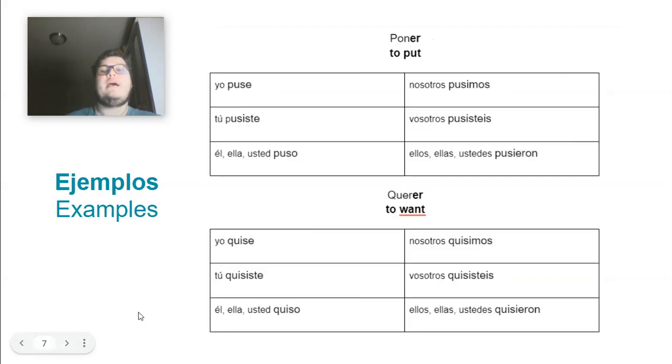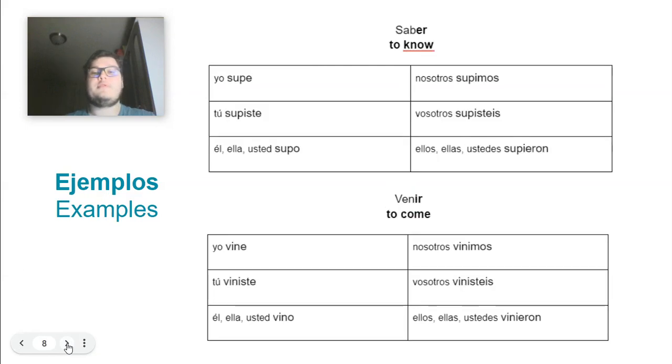Then we have the verb poner, that it means to put. Yo puse, tú pusiste, él, ella, usted puso, nosotros pusimos, vosotros pusisteis, ellos, ellas, ustedes pusieron. The next verb, querer, I said before, so I'm not going to repeat. And I'm going to continue with the verb saber, that it means to know. Yo supe, tú supiste, él, ella, usted supo, nosotros supimos, vosotros supisteis, ellos, ellas, ustedes supieron.